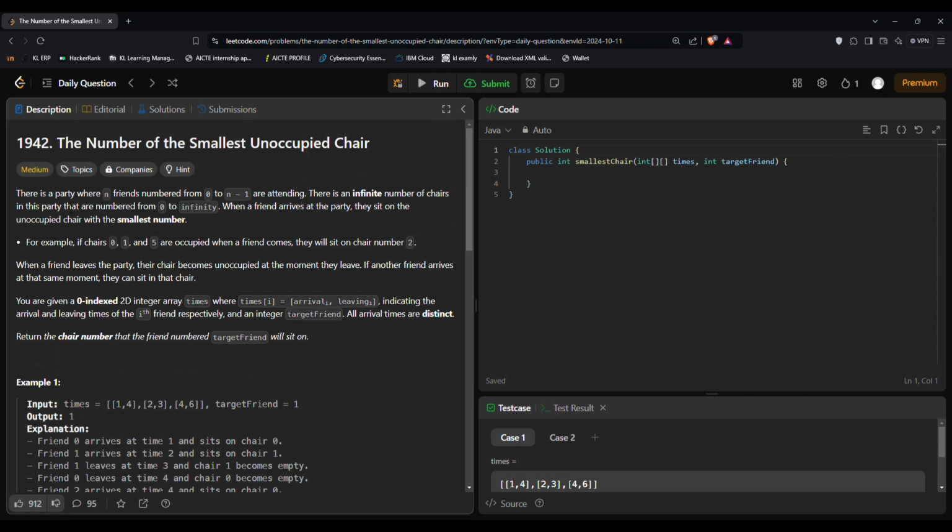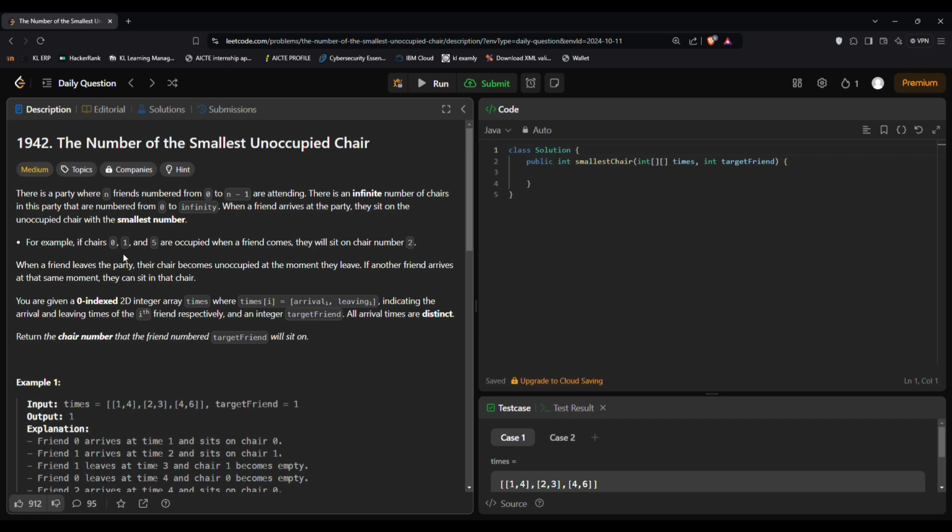So here is the problem description. There is a party where n friends, numbered from 0 to n-1, are attending. There is an infinite number of chairs at the party, numbered from 0 to infinity. When a friend arrives at the party, they sit on the unoccupied chair with the smallest number. For example, if chairs 0, 1 and 5 are occupied, when a friend comes, they will sit on chair number 2, as no chair less than 2 is available. When a friend leaves the party, the chair becomes unoccupied. At the moment they leave, if another person arrives, they can sit on the same chair.